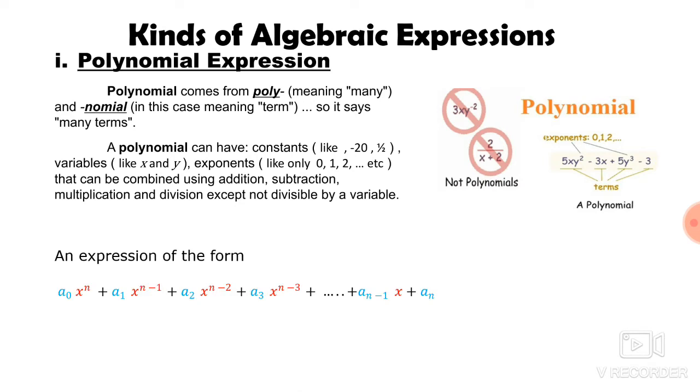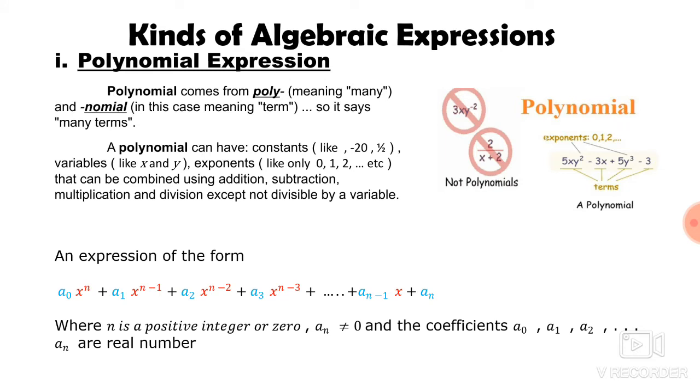This is the general form of a polynomial. An expression of the form a0 x^n plus a1 x^(n-1) plus a2 x^(n-2) plus a3 x^(n-3) up till a(n-1) x plus an. This is the general form of a polynomial where n is a positive integer or 0. an must not be equal to 0 and the coefficients a0, a1, a2 and so on are all real numbers.